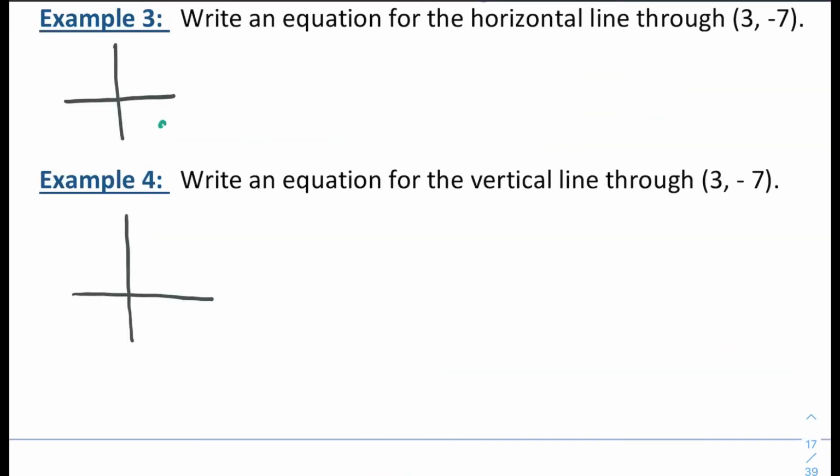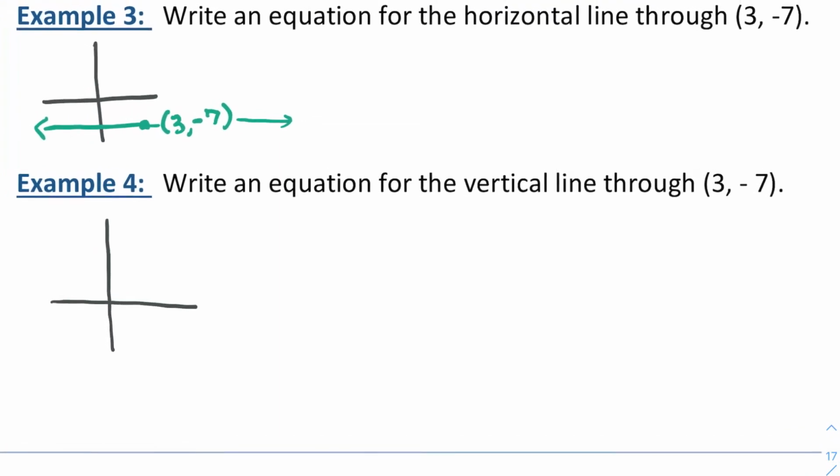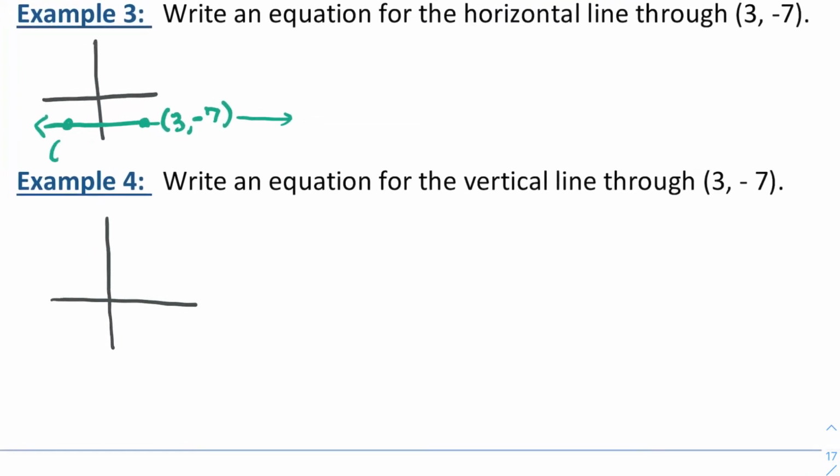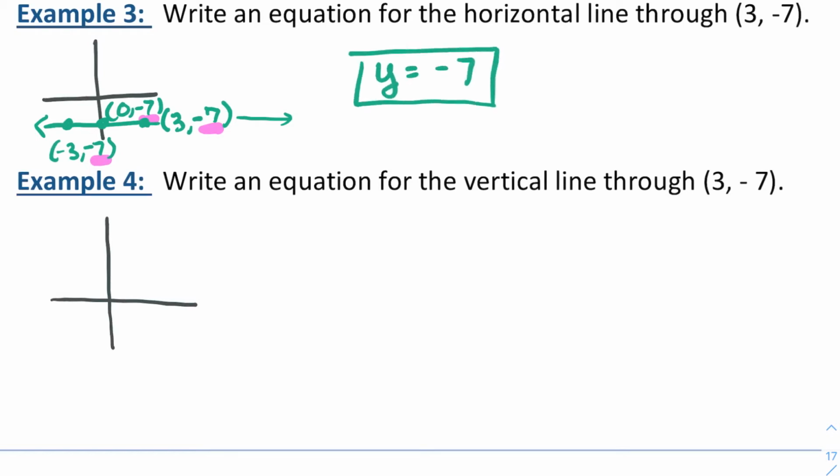We're going to write some equations for some horizontal and vertical lines. I like to draw a little sketch of these. It makes it kind of easier to think about. So if I want a horizontal line that goes through the point (3, -7), think about the other points on that line. You've got like (-3, -7), (0, -7). So the y value for all those points is -7. So the equation for the line is just y equals -7.